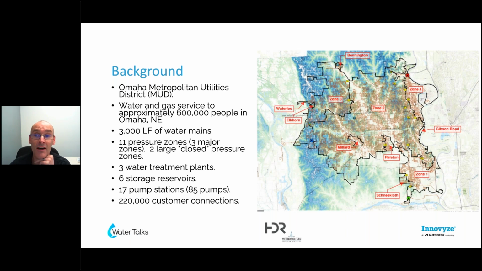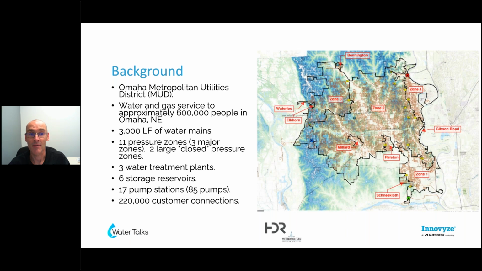The city really started out in zone 1 with 2 water treatment plants, which was by the Missouri River, and built some storage in zone 1. And then as the city systematically grew to the west, they started with a secondary zone 2 and then zone 3. Just because of topography, these were closed pressure zones. So we've got 2 very large closed pressure zones within this system, which presented some challenges that I'll chat about a little bit later on.